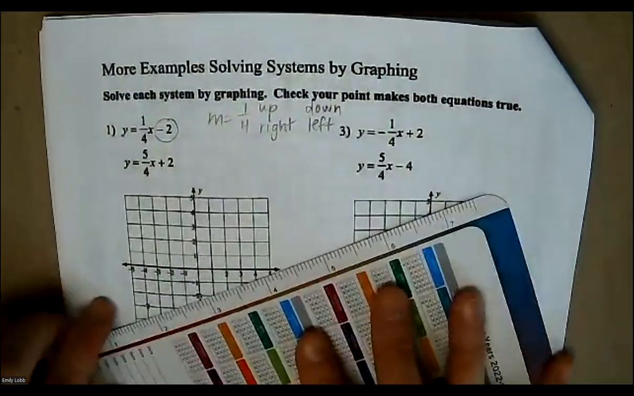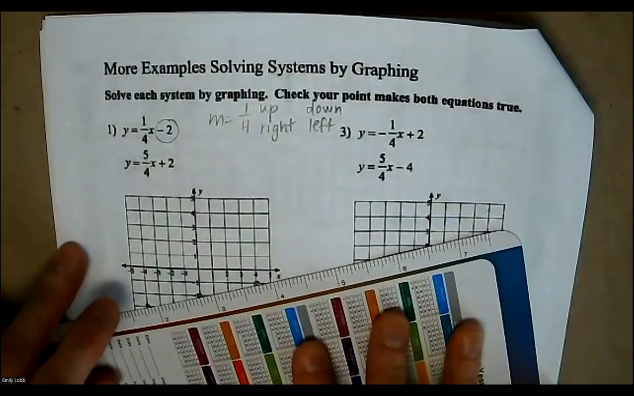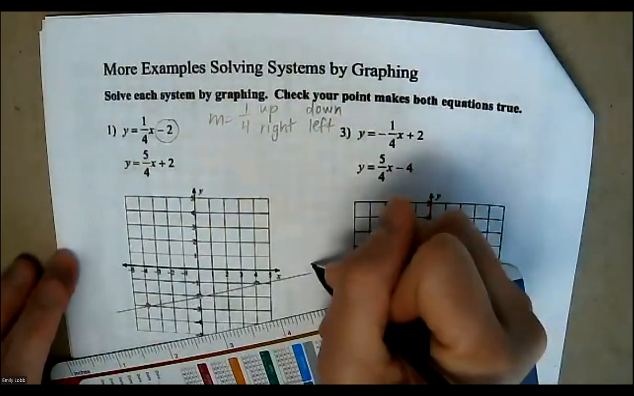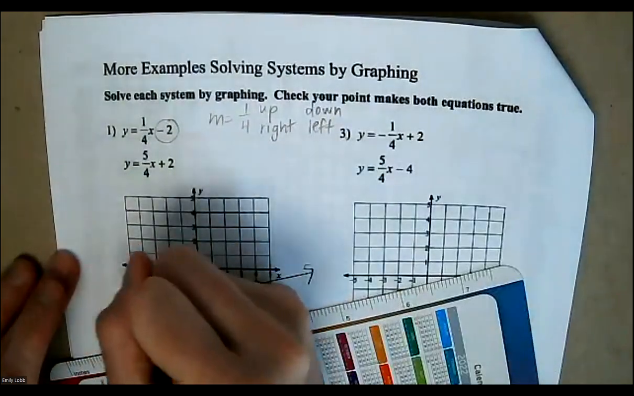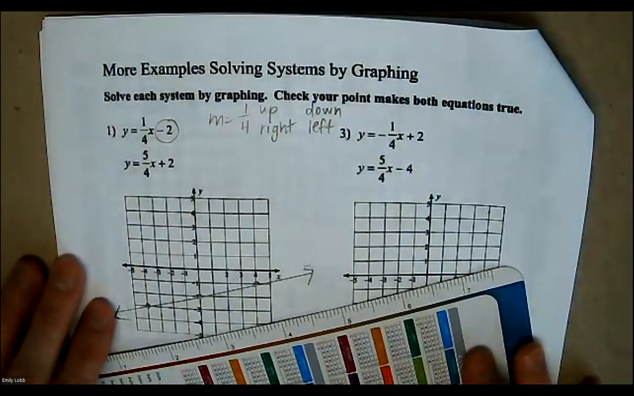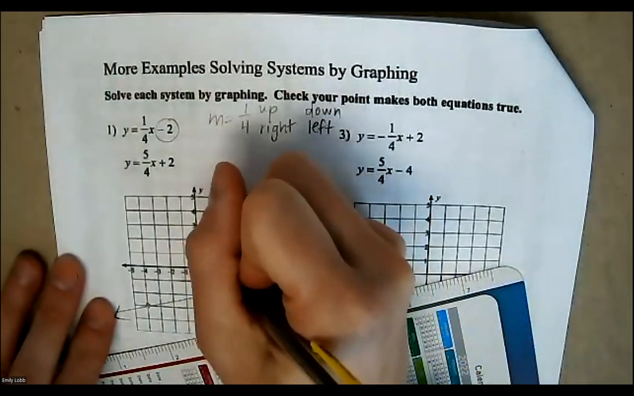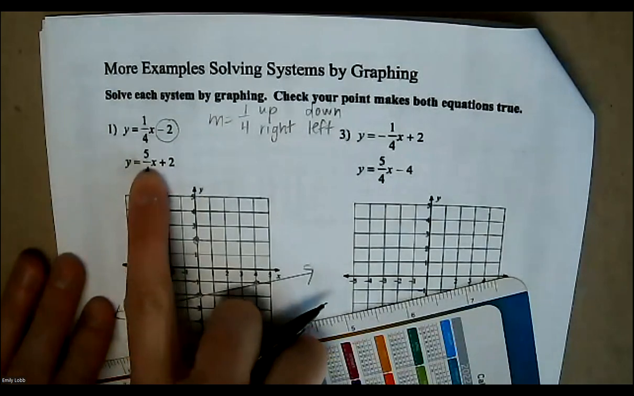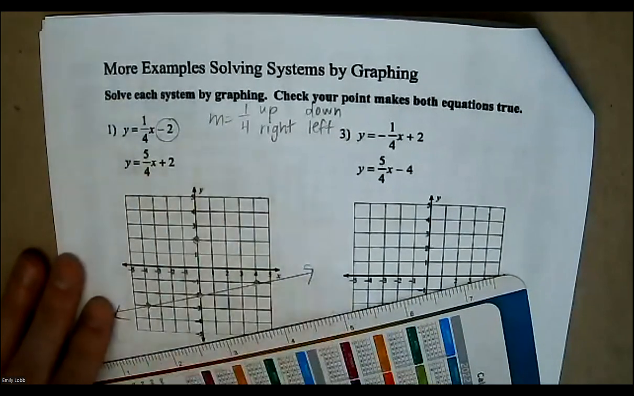And we are connecting our lines. And then here, our y-intercept is 2. We have up 5/4. Can I go up 5 from here?